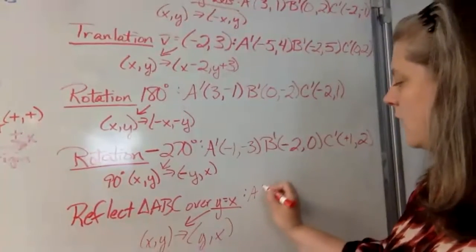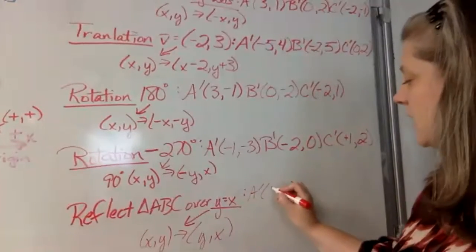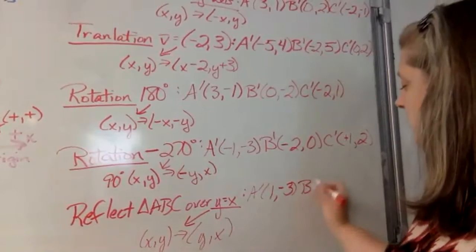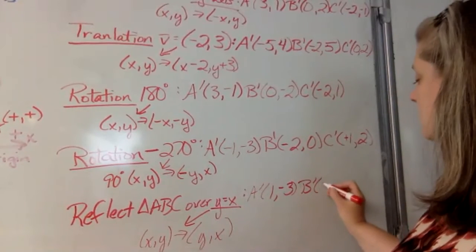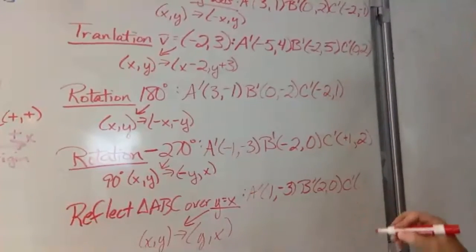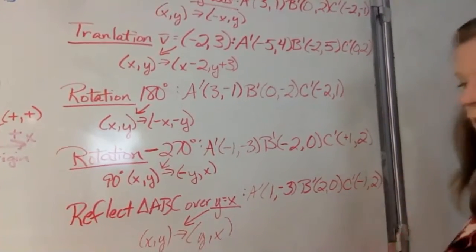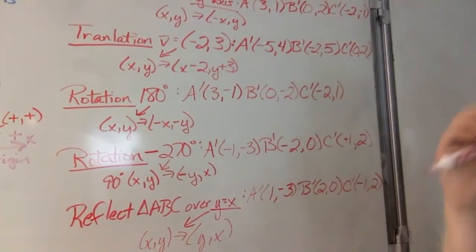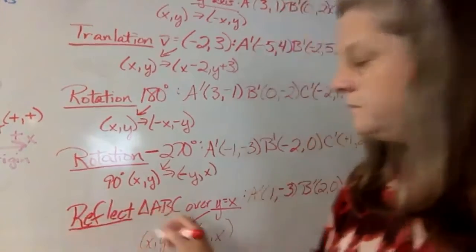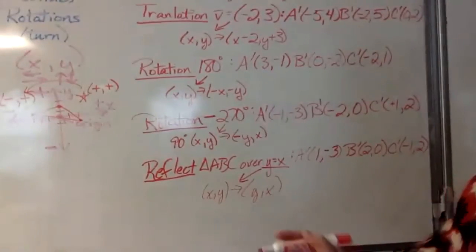So for A prime, my original was -3, 1, so it will become 1, -3. For B prime, it was 0, 2, so it will be 2, 0. For C prime, it was 2, -1, so it will be -1, 2. Okay, so that was another reflection. Okay, you remember these? Sound familiar?